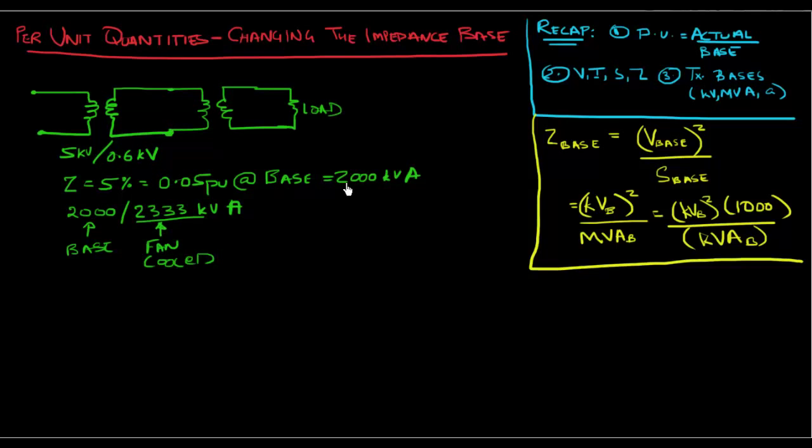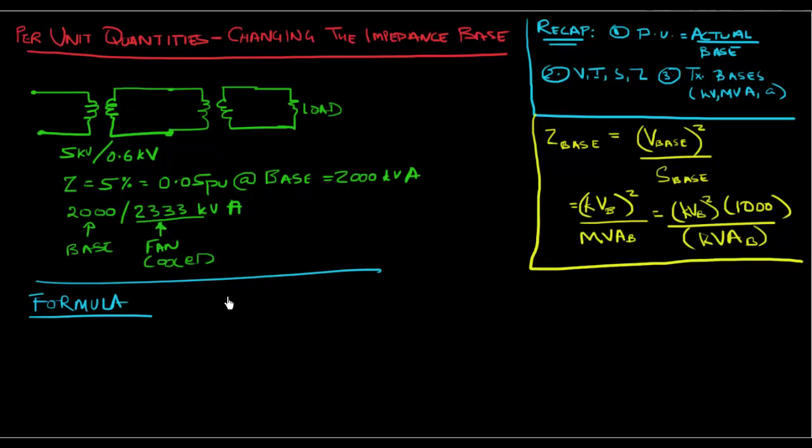Now you're given an impedance on this base, but you're using a base which is higher. So I cannot use 5%. I have to convert this 5% to this particular base. How do I do that? Okay, let's derive the formula for how we are going to do that.